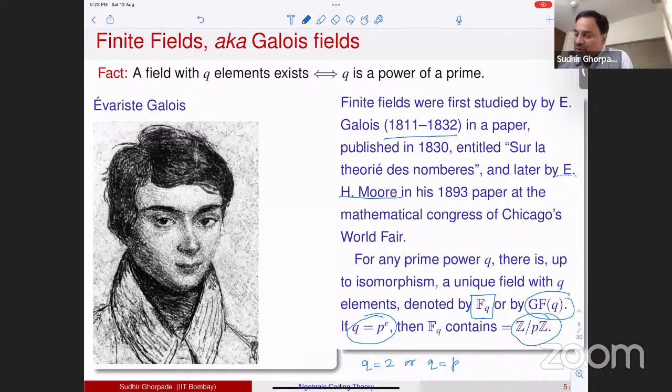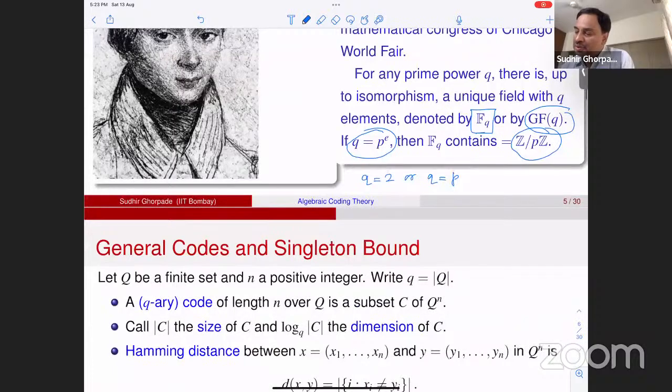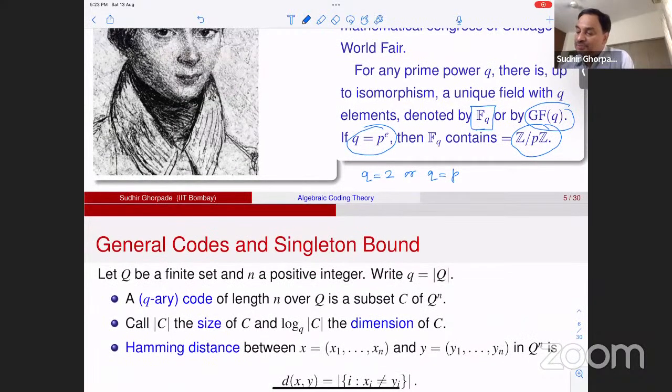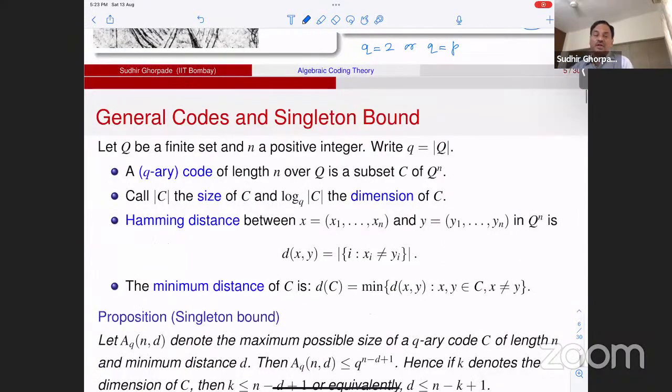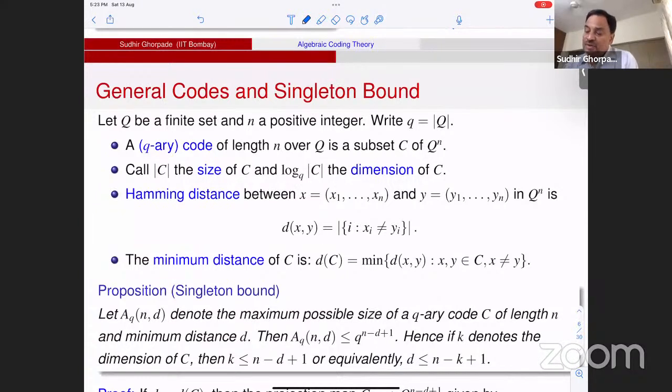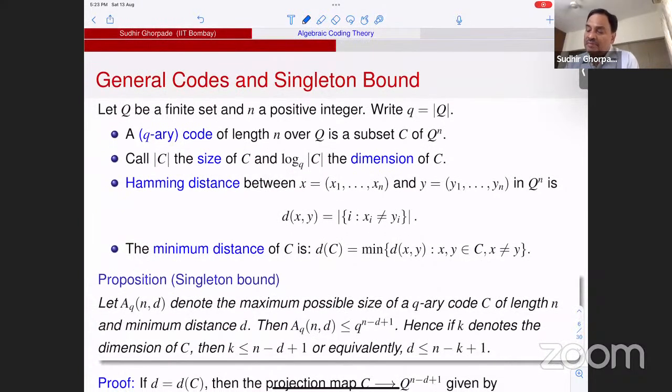In fact, in the first instance, I'm not even going to get into linear codes. Just talk about codes in general. So I just start with an absolutely arbitrary finite set. I'll call it capital Q, and I'm going to denote the cardinality of that by little q. So what is a code?